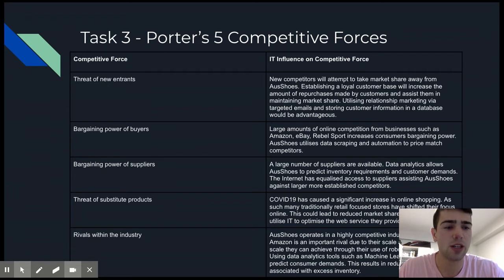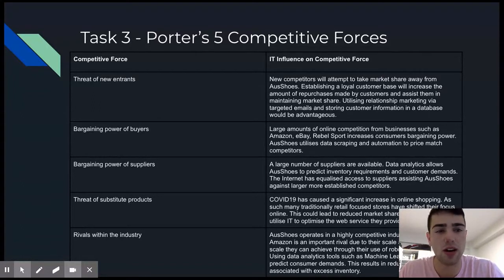Task 3, information resource strategies. First of all, we have Porter's 5 competitive forces. First force, threat of new entrants. New competitors will attempt to take market share away from Oz Shoes. It's very important they establish a loyal customer base, as that will increase the amount of repurchases made and therefore not lose market share. It's recommended that we utilize relationship marketing via targeted emails and store customer information in a database.